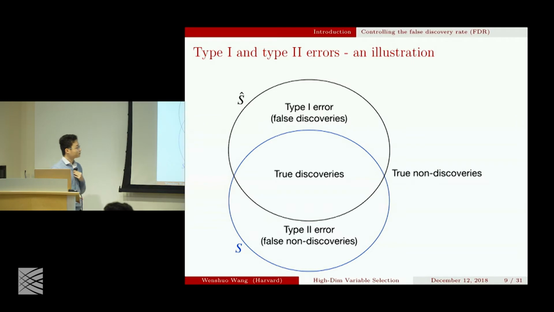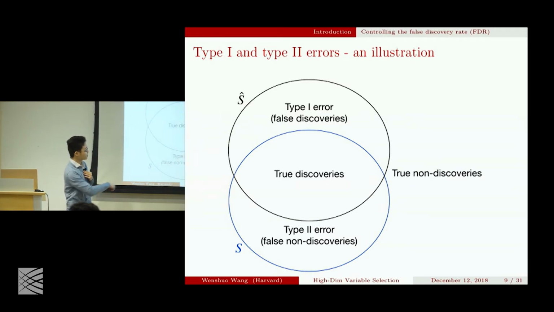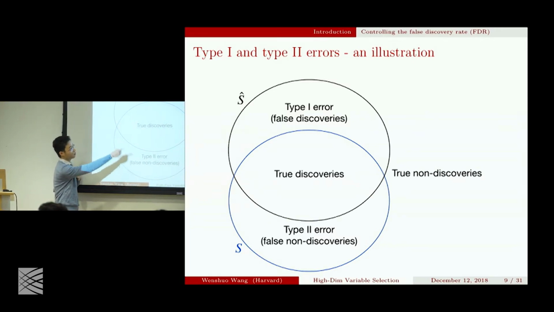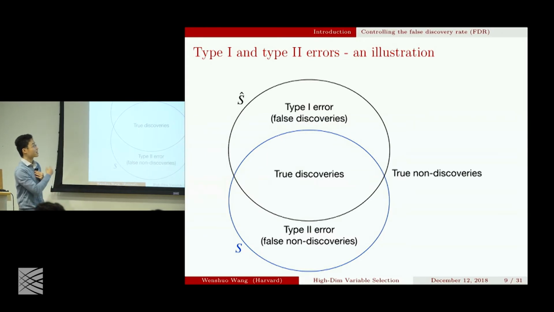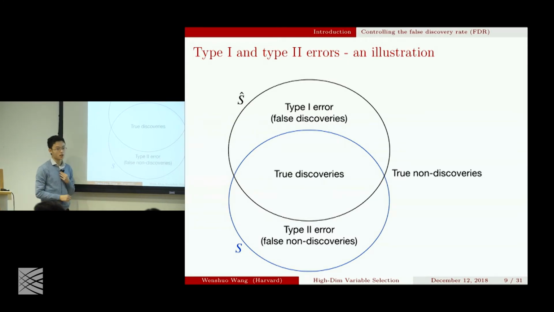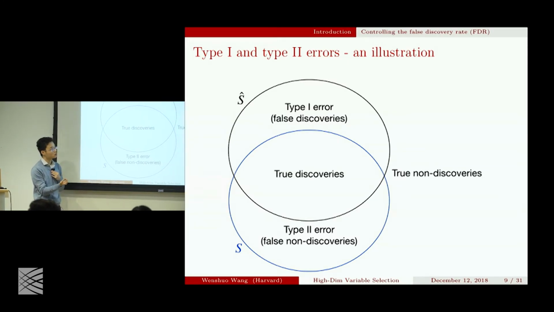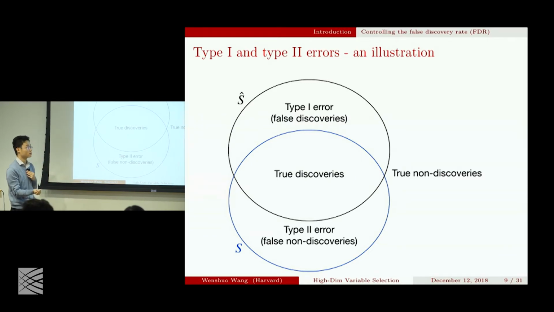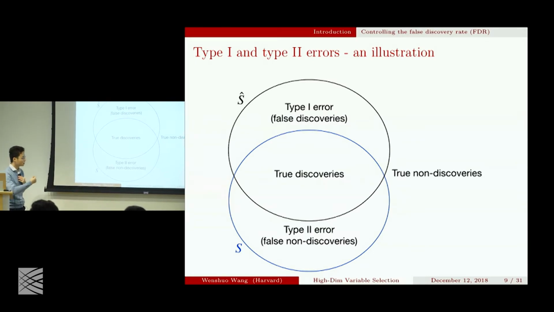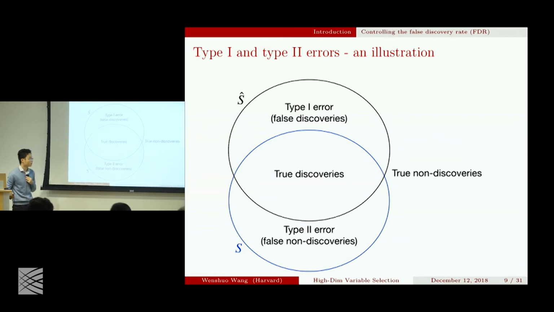So here's a figure. This set S is all the true influential variables, and the S hat is the variables we selected, and the intersection are the true discoveries, meaning they are truly influential variables and I have selected them. And here is a type 1 error. All the false discoveries means I selected them, but they're not influential. Here are some real important variables I have failed to select, and everywhere outside is going to be non-influential variables, and I don't select them, so that's true non-discoveries.